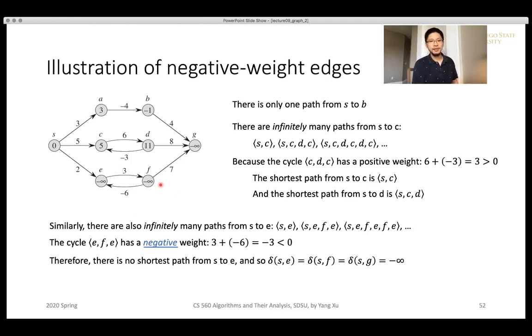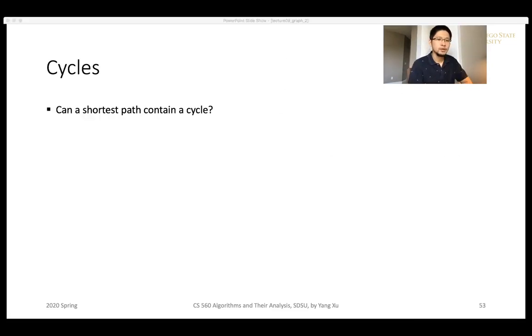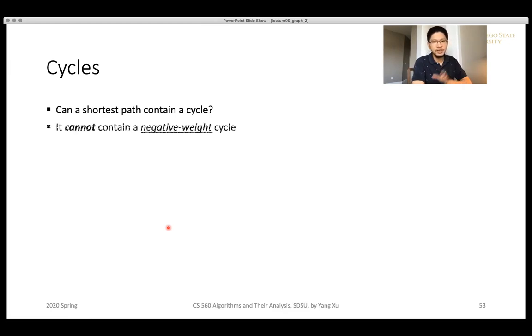And that also applies to the vertex F and the vertex G, because from S to F there's a path that includes the negative weight cycles, and from S to G it also includes the negative weight cycles. So in general, when we talk about shortest paths in a graph, we are not considering the cycles. A shortest path should never contain a negative weight cycle, because if there is one, the shortest path cannot be defined.